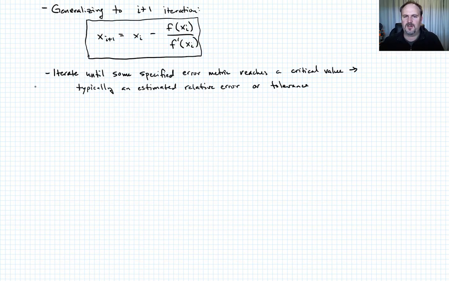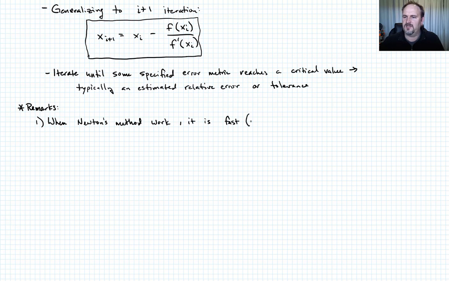Let me give you some remarks about this method. Number one. When Newton's method works, it works pretty quickly. It means it converges quickly. It's fast, so we say it converges quickly. That's why we use it typically in FEA.